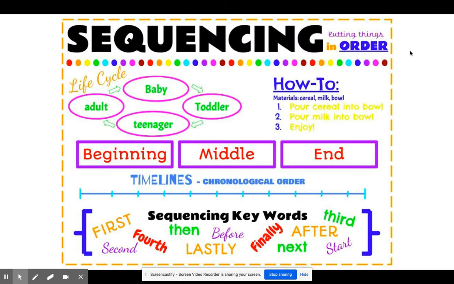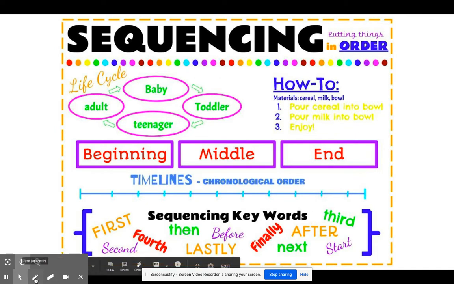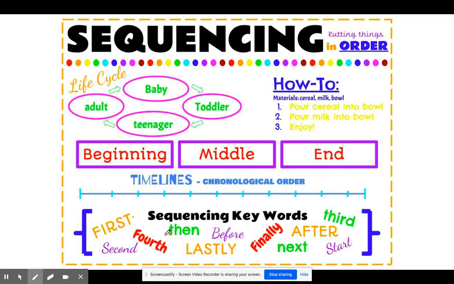Remember, sequencing is when I'm putting things in order. All of these things here are just examples of things that I would sequence. So the life cycle of a person, how to pour cereal into a bowl, the beginning, middle, end of a story, timelines, especially right now we're working through the Declaration of Independence, and we're seeing that's kind of like a giant timeline, right? We're seeing lots of dates. So these are all words here that are going to signal that the author is trying to put something in order.